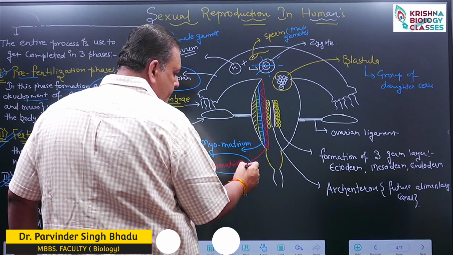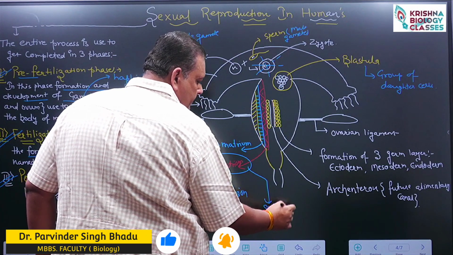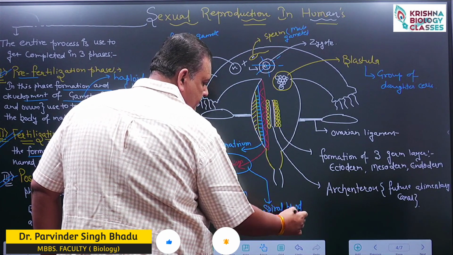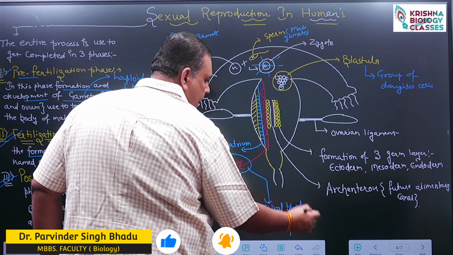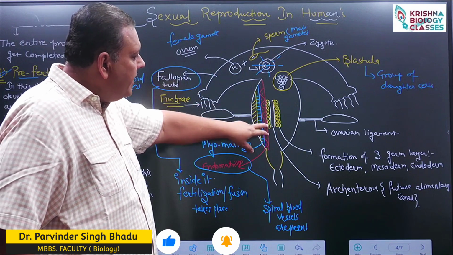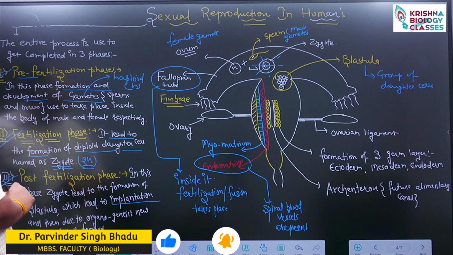Inside the endometrium, spiral blood vessels are present. So to receive the nourishment, these cells start to move towards the endometrium wall. They get attached to the endometrium wall. This process is known as implantation.